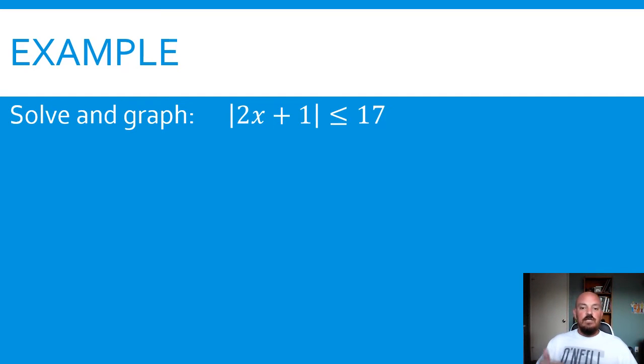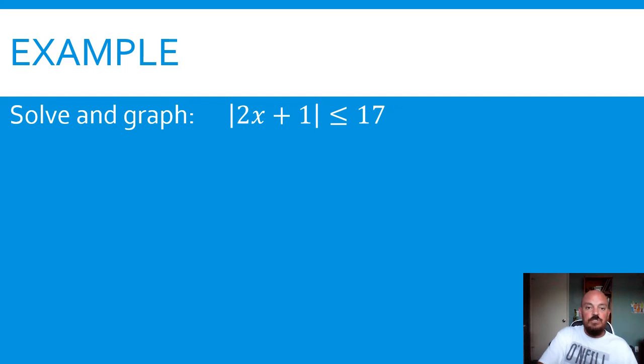So let's say I ask you guys to solve and graph 2x plus absolute value of 2x plus 1 is less than or equal to 17. So you say, all right, well, this is an absolute value problem. It's a less than or equal to. Now remember, less than, we're talking about distance. So less than means you're in the middle area. You have gone less than 17 units to the right or to the left. So you're talking about this middle area here. So I'm going to set up a compound inequality.